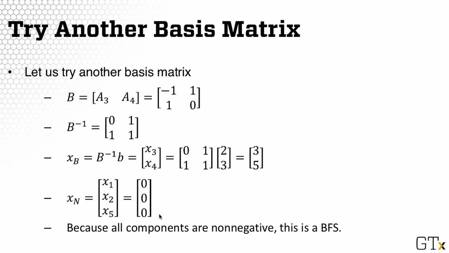Okay, so this is the procedure of finding a basic feasible solution. You try a basic solution, construct it, see if all the basic variables are non-negative. If they are, then we're done. We got a basic feasible solution. Otherwise, try another set of bases.